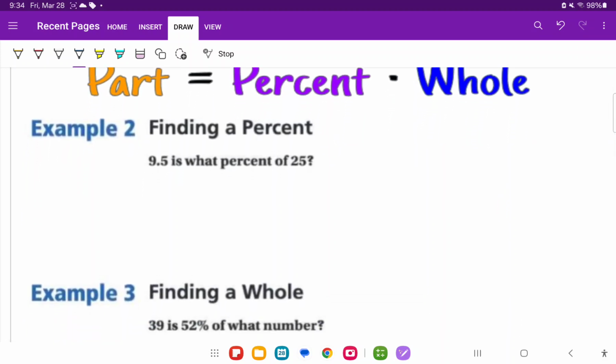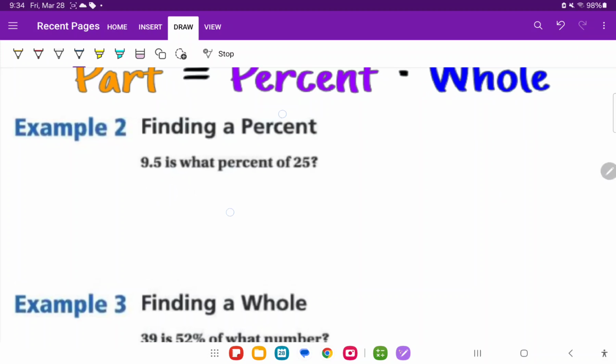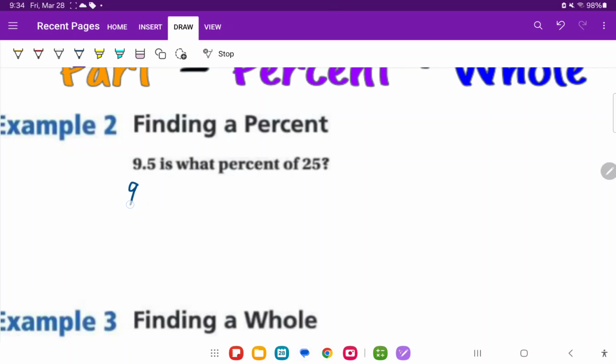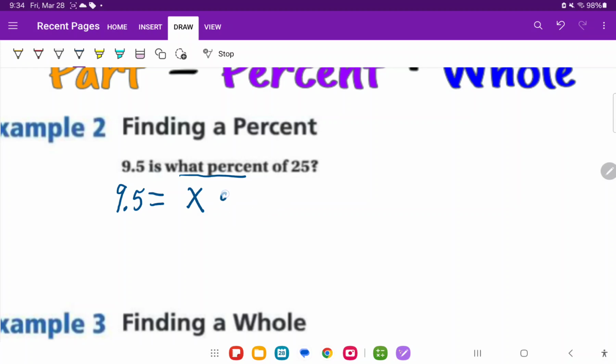Now, following that same pattern that we just did, 9.5 is equal to what percent? That's what we're looking for. We're missing the percent, of is multiply, and then we have our 25. We're following the same thing, but now we have a number over here. We want to get x by itself, x times 25. So the opposite of times is to divide. So we're going to divide by 25.